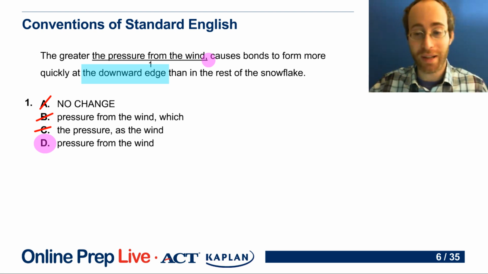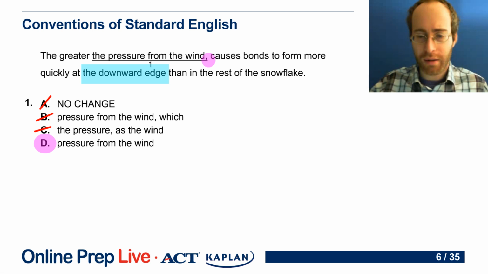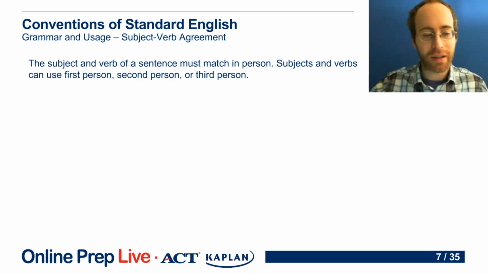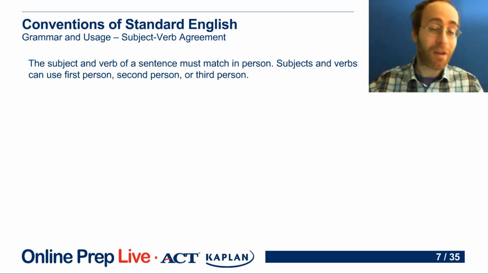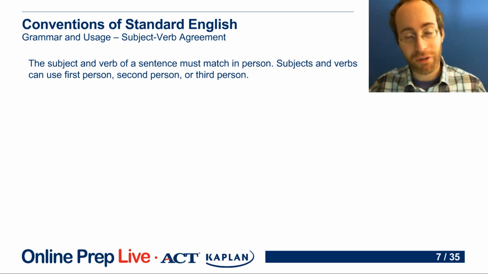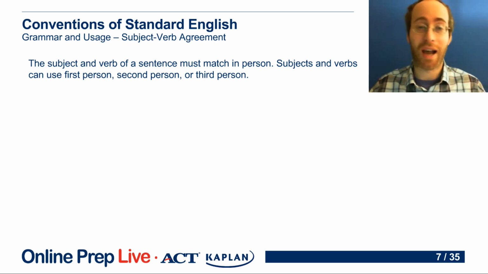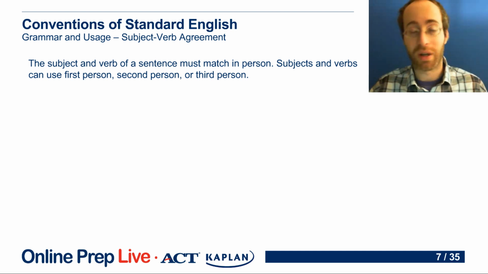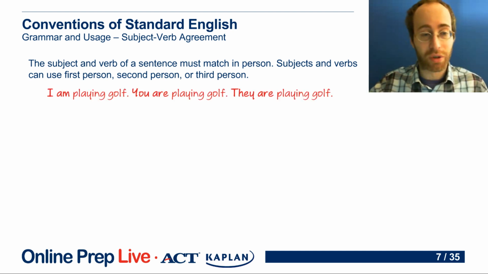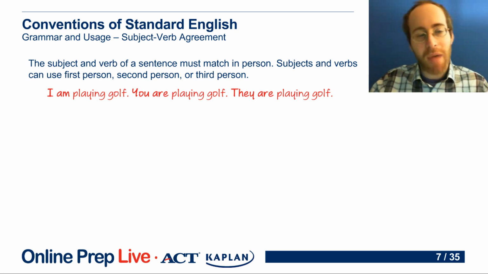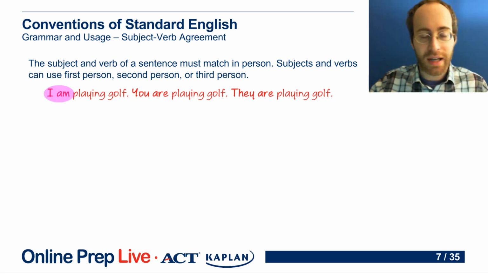So let's grab this choice and get out of here. Now, let's take a look at one other rule in the ACT, and this is subject-verb agreement. This is interesting on the test because the test makers know that everybody knows how verb conjugations work in English. If you've ever taken a foreign language like French, Spanish, or God forbid Latin, you know that English is really, really easy when it comes to conjugating verbs. It's really, really simple. Like I am playing golf, you are playing golf, they are playing golf. Everybody knows this. This is not hard in English.